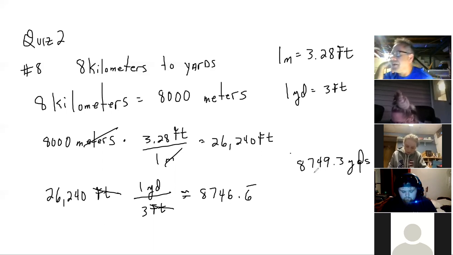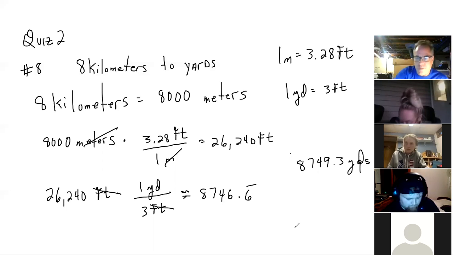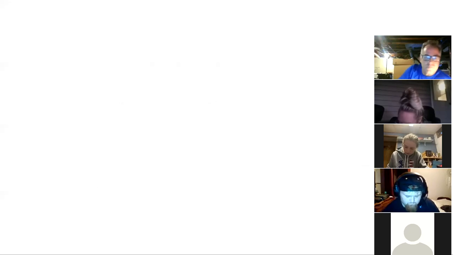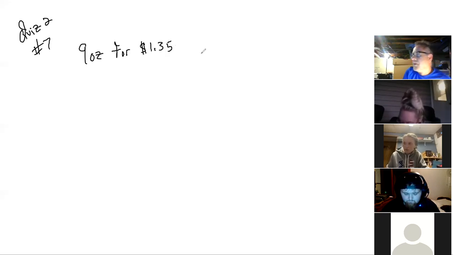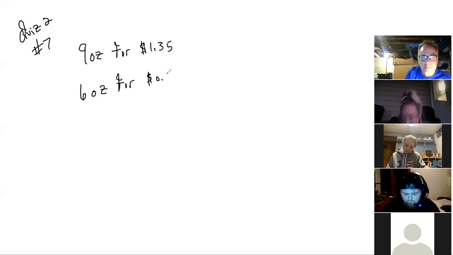All right, so you buy a hair product in a 9-ounce bottle for $1.35, or in a 6-ounce bottle for 78 cents. Which is the better deal?